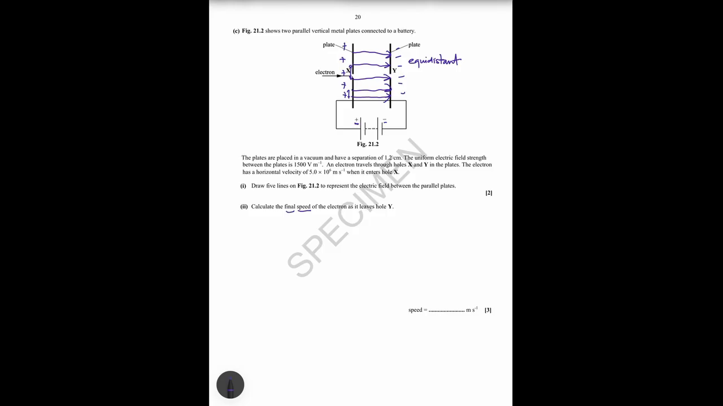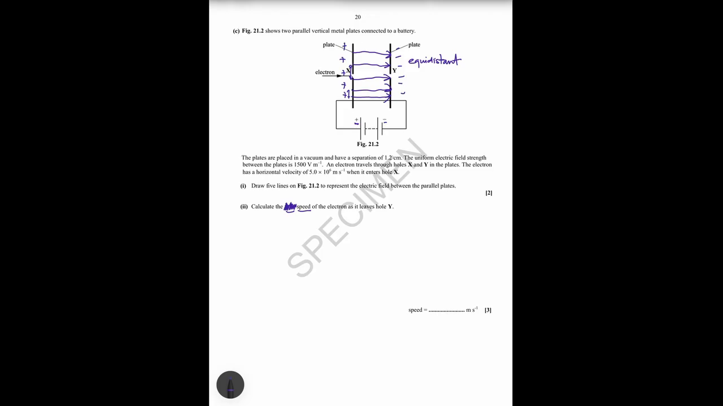Like I said with one of the earlier questions, they've made it obvious with their phrasing that, yeah, there is. In the real exam, if they just said calculate the speed of the electron as it leaves, it's your job to know that that's a final speed. More recently they've been doing that kind of stuff, so just be aware of that.